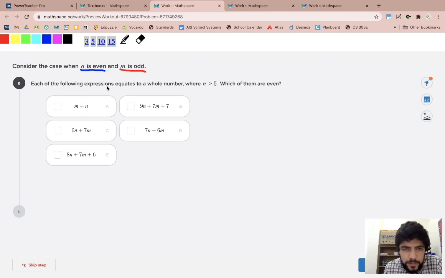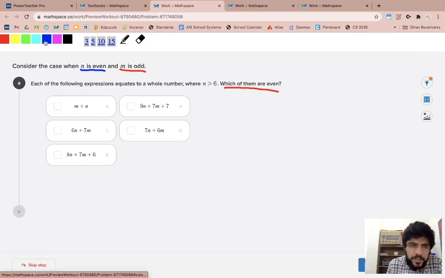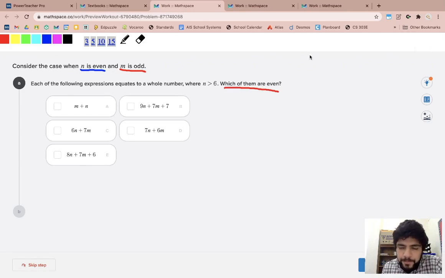Each of the following expressions equates to a whole number where n is greater than 6. So n is even and is greater than 6. So it starts from 8, 10, 12, whatever. Which of the expressions are even? So which of these are even? This needs a step back. So this needs a little bit of thinking here.